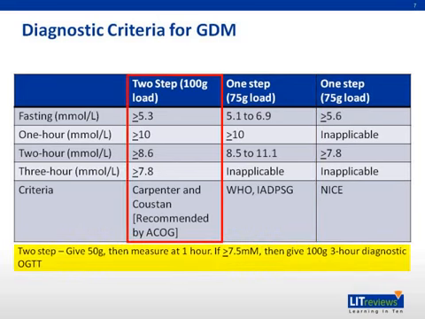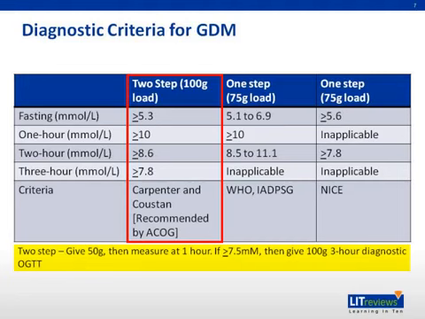ACOG is using a 2-step process, and what they mean is this. First of all, you will give a 50-gram dose of glucose, and then they measure the blood glucose at 1 hour. If it exceeds the value of 7.5 millimolar, then they will continue to give a 100-gram 3-hour diagnostic OGTT. If it is less than 7.5 millimolar, they do not proceed, and the patient will not be diagnosed with GDM.